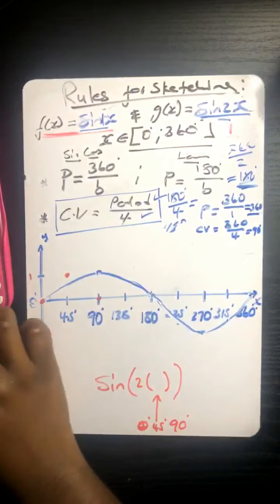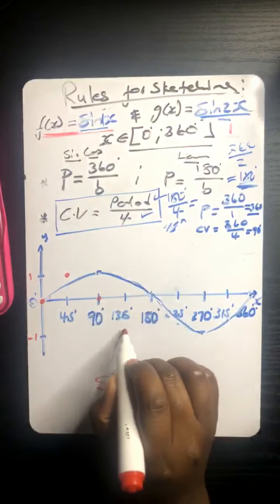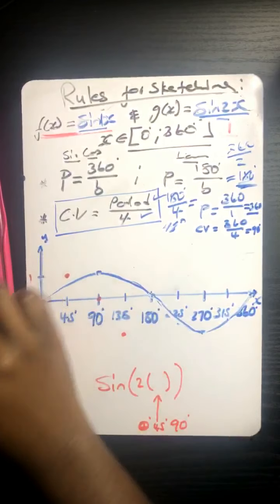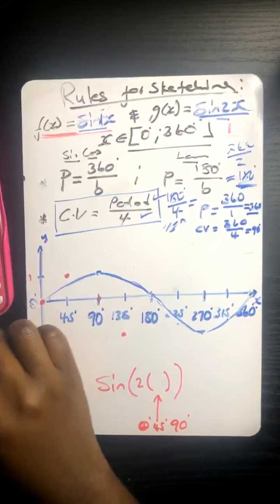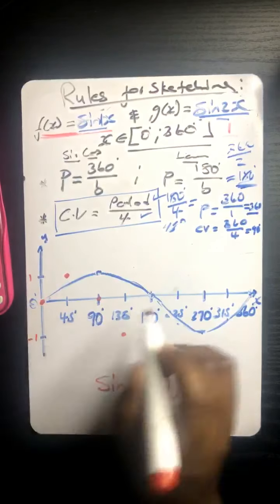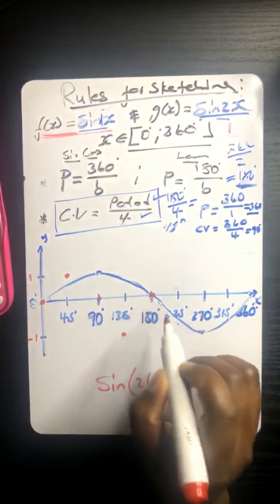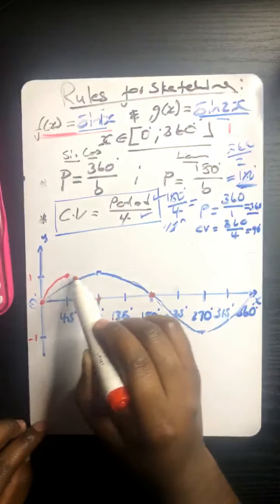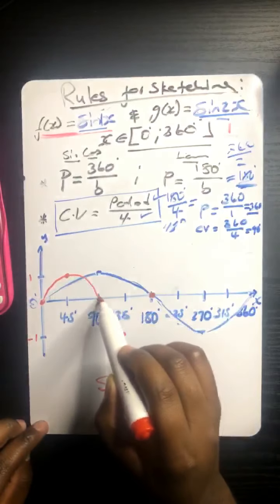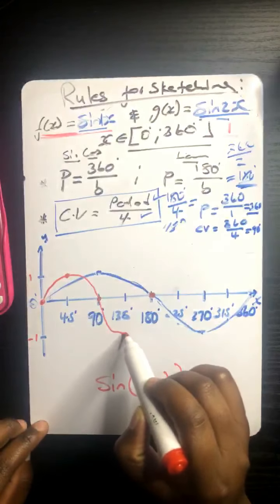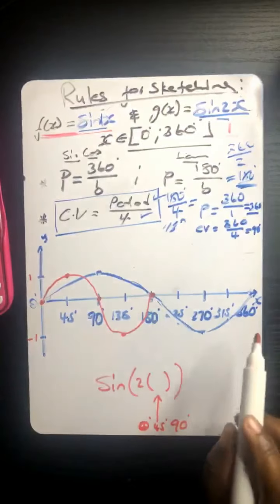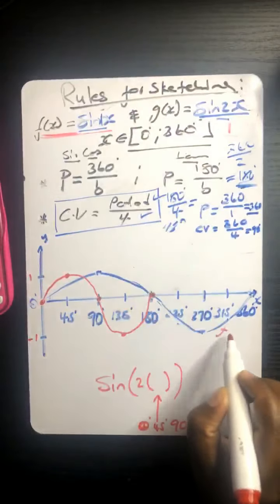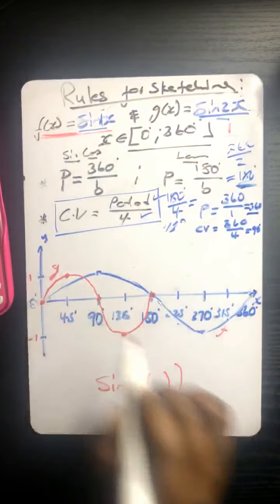What is that? This is 135. I'm getting a negative 1 over there. I'm going to the next one, being 180. I'm getting a 0 there. Can you guys see that with this one, it has already completed its circle within that period of 180? This is the graph of F, and this one is the graph of G.